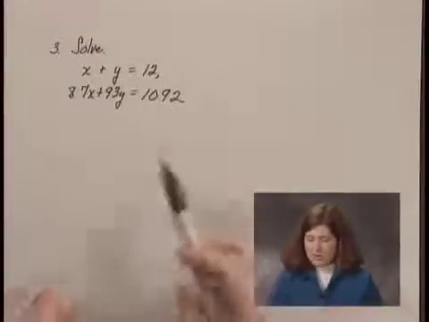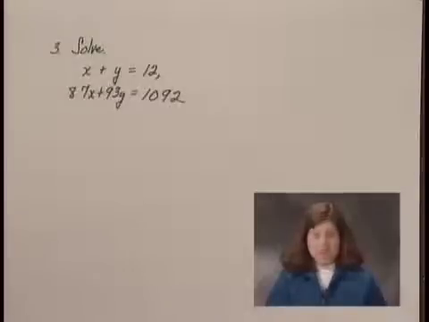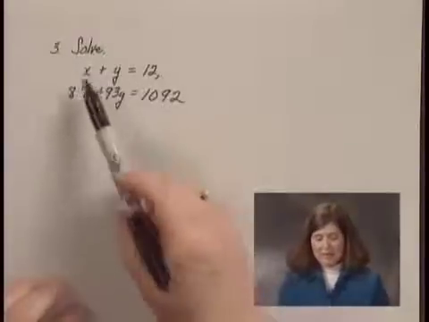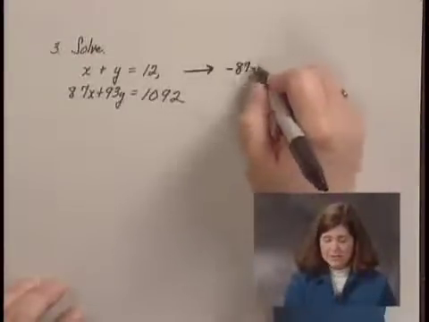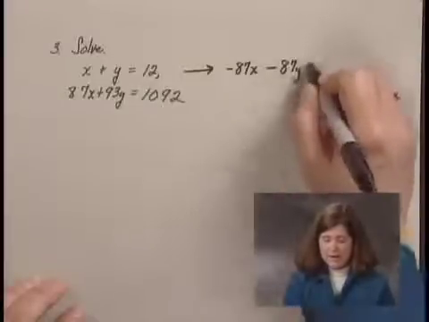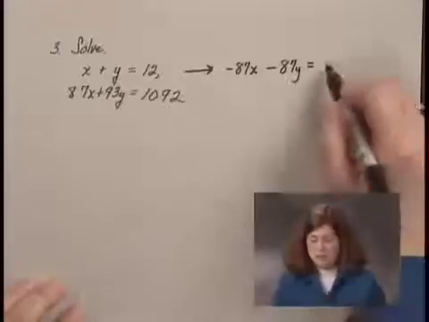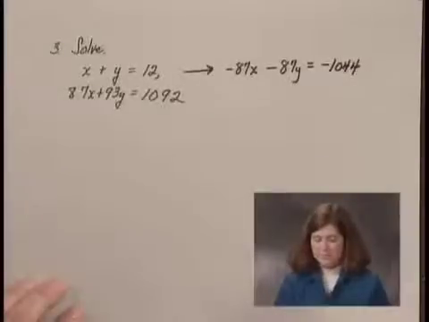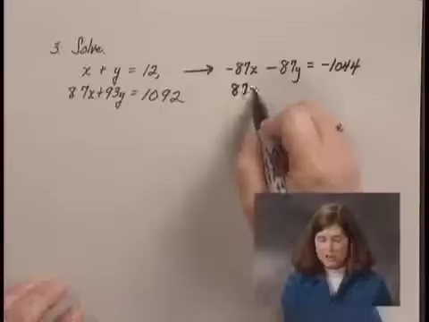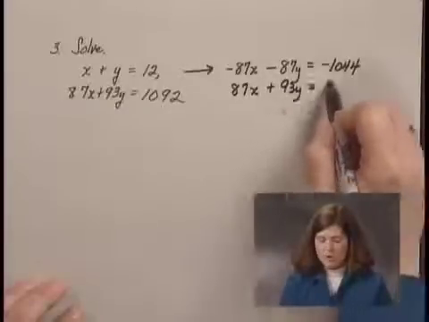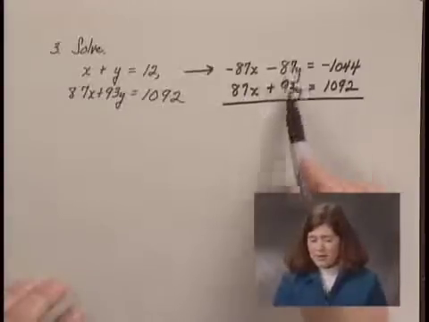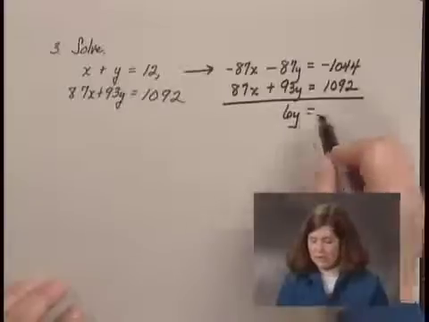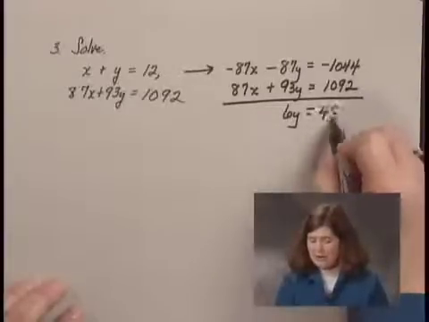So now we're ready to solve that system of equations. And solving that, because it's written in this form, I'm going to solve it using elimination. I'm going to eliminate the x's, so I multiply the first equation by negative 87. I get negative 87x minus 87y equals negative 87 times 12, which is negative 1,044. Copying this second equation, I have 87x plus 93y equals 1,092. And now I add. I've eliminated the x's. Adding the y's, I have 6y. Adding on the right side, I have 48.